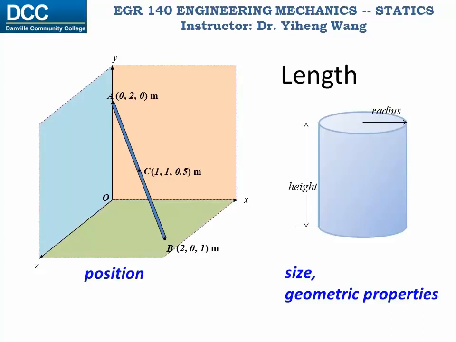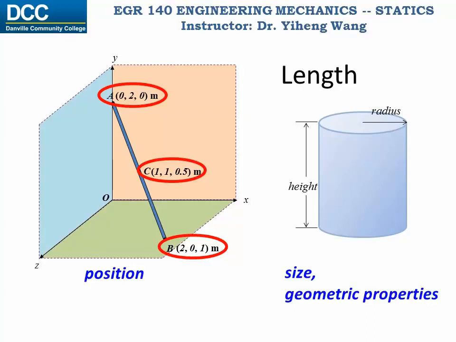The first one, length, can be used to describe the position in space, the size of a physical system, and the geometric properties of a body. Like demonstrated on the left, we can describe the positions of the endpoints and the middle point, points A, B, and C on the rod, by 3 sets of numbers known as the coordinates of these points.